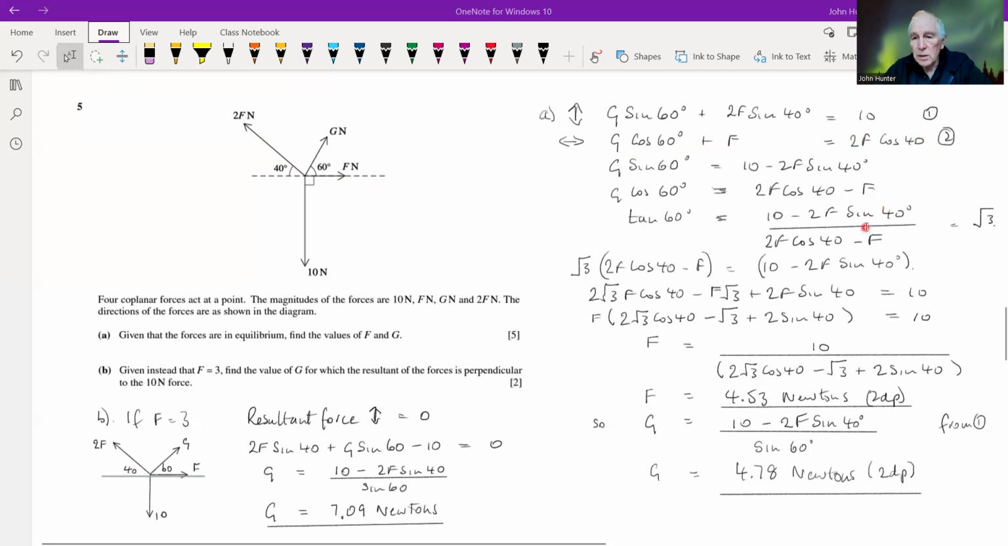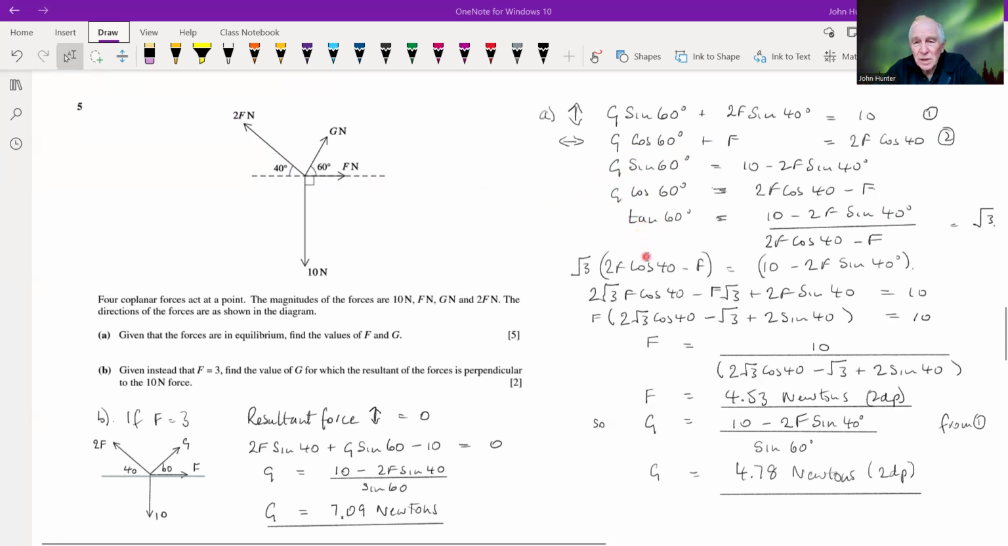Right, well, at this point we've got two equations in two unknowns, and it's a relatively straightforward process to go through and solve for F and G. I've done that by isolating G sin 60 and G cos 60, dividing one by the other, and working it through on that basis. So that's eliminated G for me.